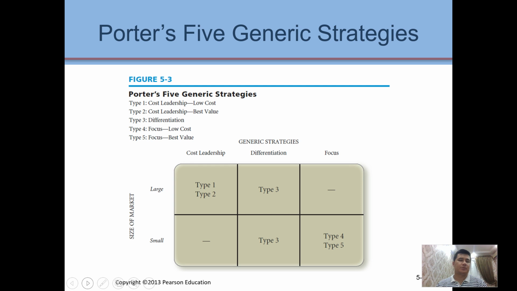And you know about Porter's 5 generic strategies, right? Porter's 5 generic strategies include type 1 cost leadership, low cost; type 2 cost leadership, best value; type 3 differentiation; type 4 focus, low cost; and type 5 focus, best value. These are the generic strategies. You can see here the size of the market, large and small, with type 1, type 2 for cost leadership, differentiation as type 3, and type 4 and type 5, which are low cost and best value.